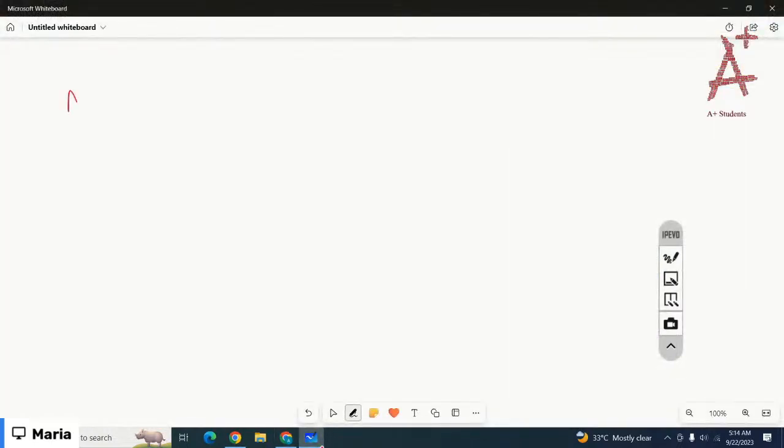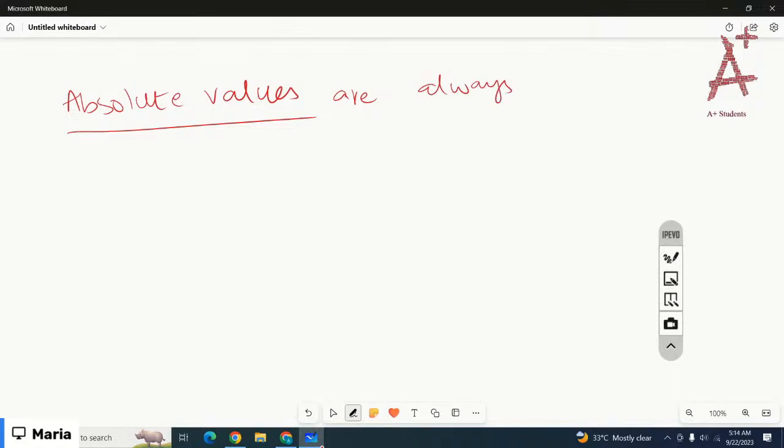What is absolute value? So you can note down the definition. Absolute values are always positive values, right? Whenever you have to calculate the absolute value of a number, you can write it like this. This sign is for absolute value and it is always a positive number. No matter if the number is positive or negative, the result is always a positive number, right?